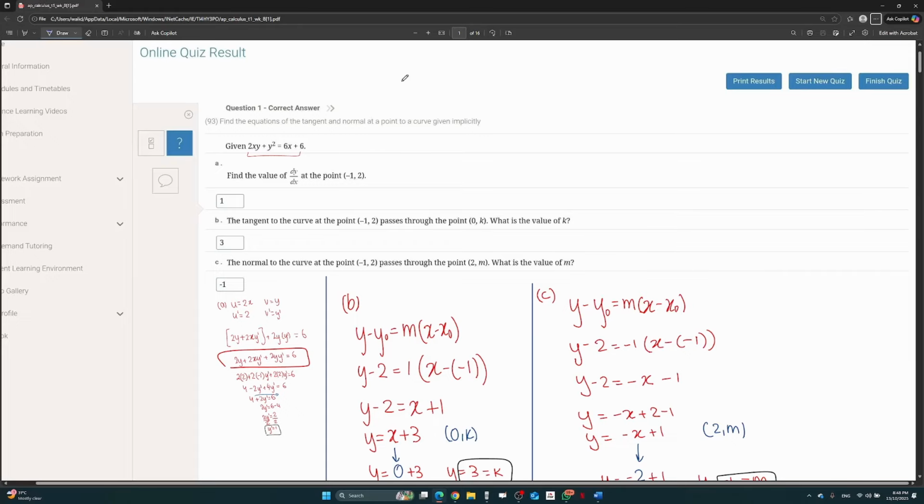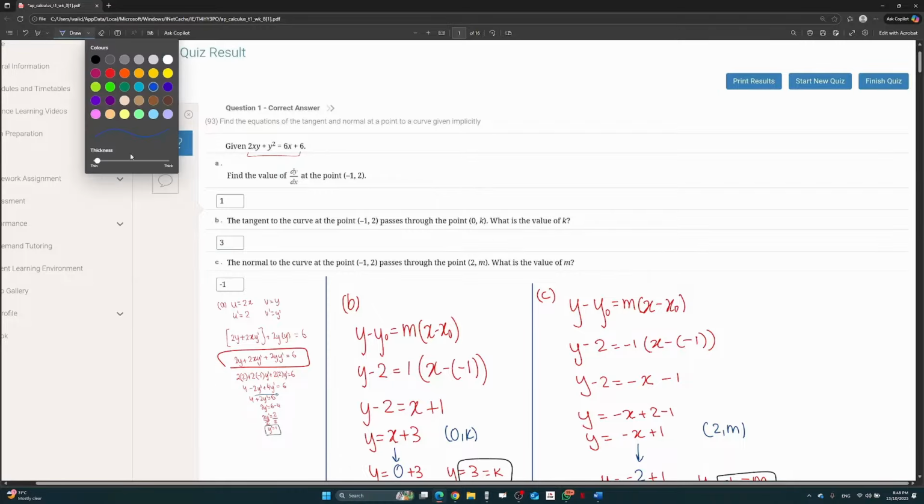So this week we have two new concepts: parametric equations and implicit differentiation. Alright, and we're gonna go through them one by one. Since they started with implicit, I'm going to start with implicit, but I would have preferred to start with parametric. Anyway, for implicit differentiation, it's very easy.